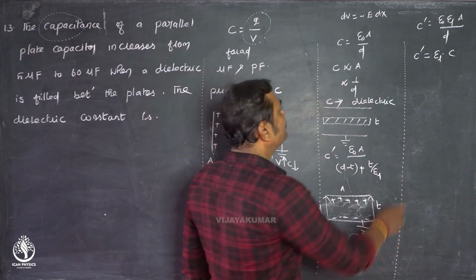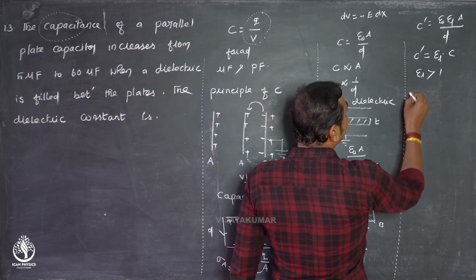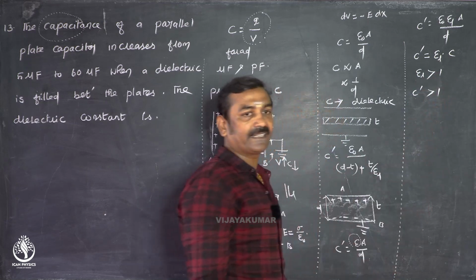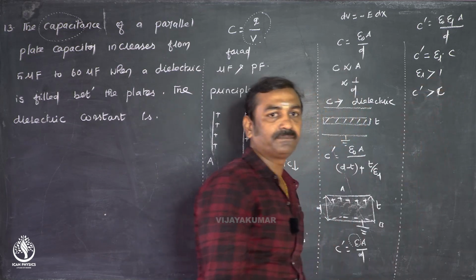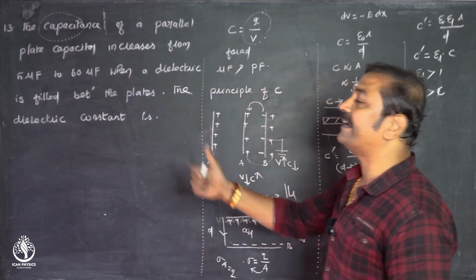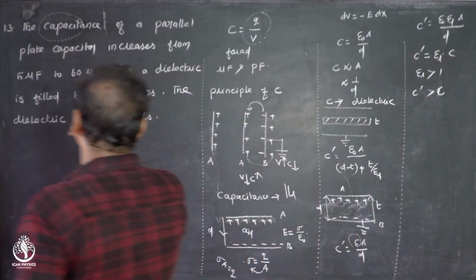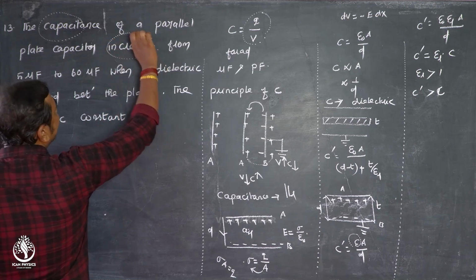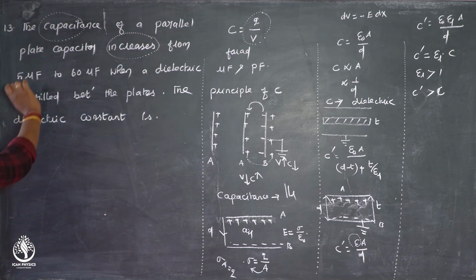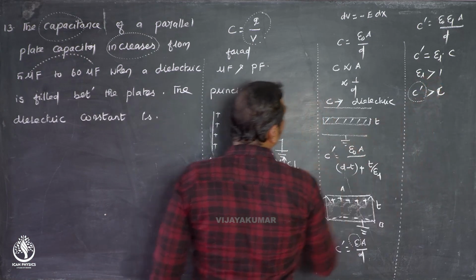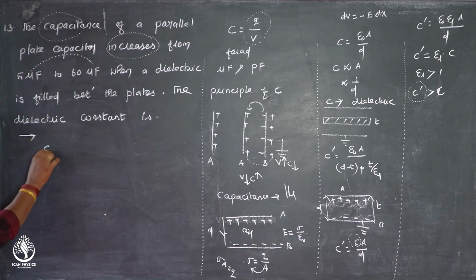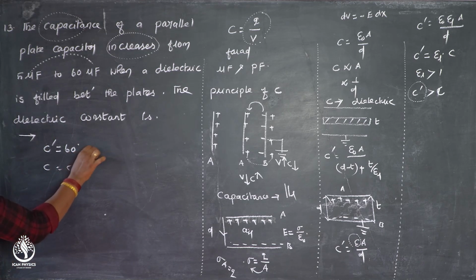We know that epsilon R is always greater than 1. So C dash is always greater than C. Now how is this related to our problem? The capacitance increases from 5 to 60, so 60 is the maximum. That is the value of C dash. So C dash equal to 60, from 5, which is taken as C, in microfarad.